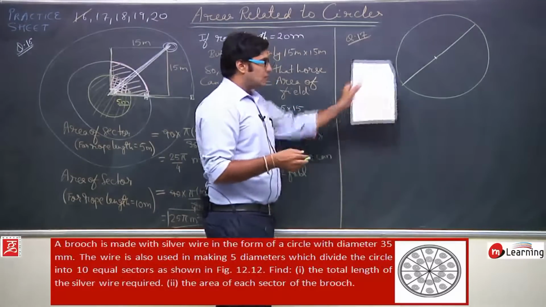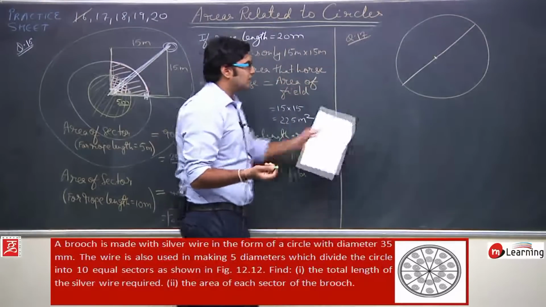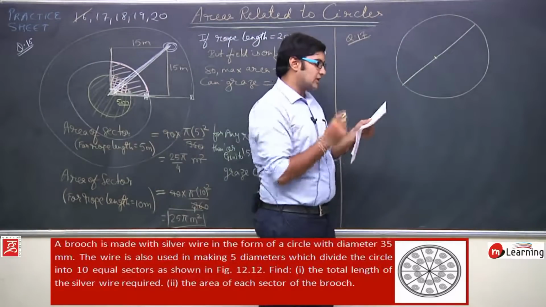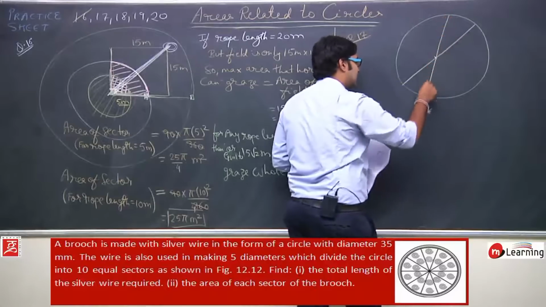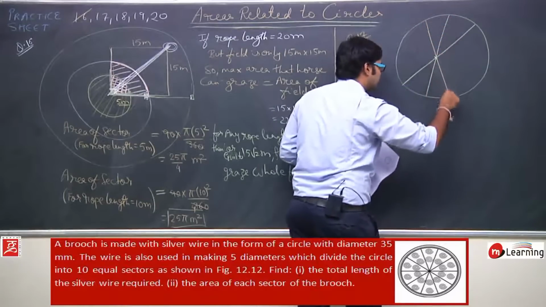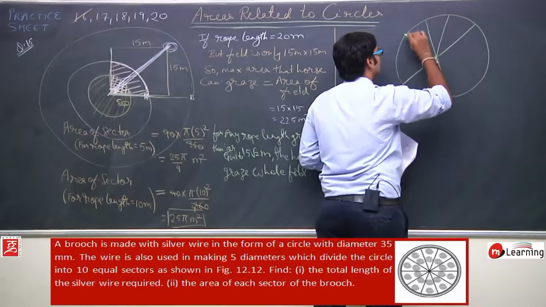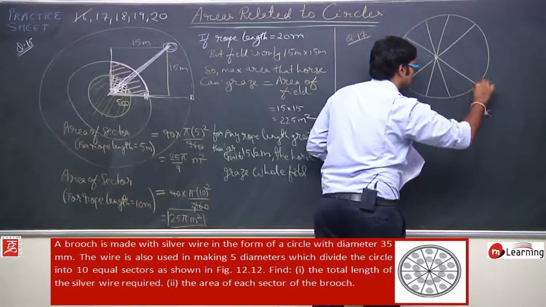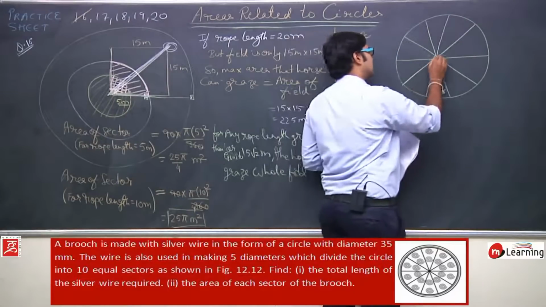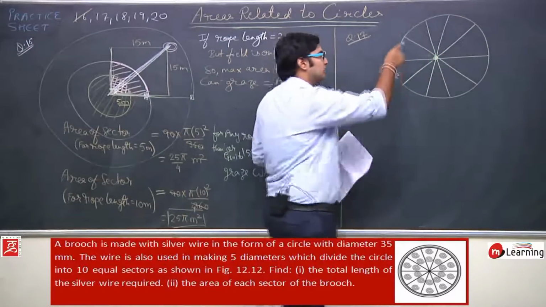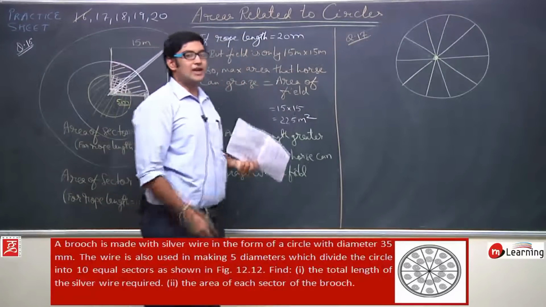This wire from which I have made the boundary of this brooch, I have used the same wire to make 5 diameters inside this. You can see the figure, 5 diameters inside this brooch. This is one diameter, this will be the second diameter, this will be the third diameter, this will be the fourth diameter, and this will be the fifth diameter. So I have made 5 diameters using the same silver wire which I have used to make the boundary of this brooch. So it says what is the total length of silver wire required.